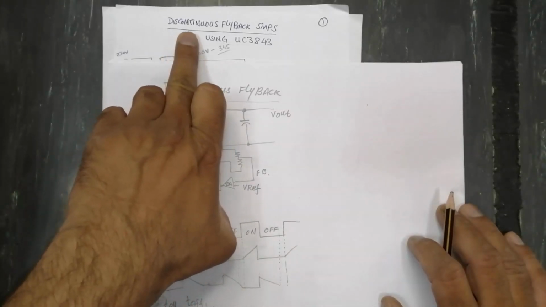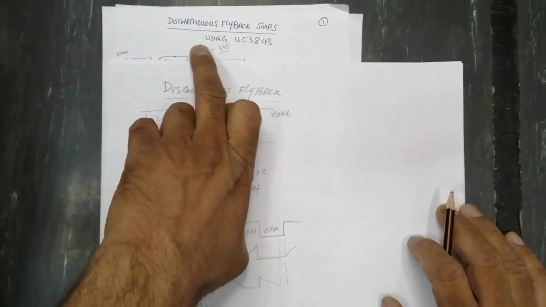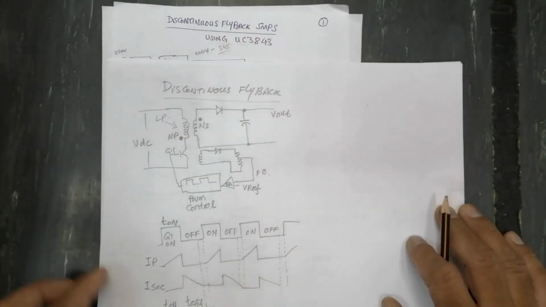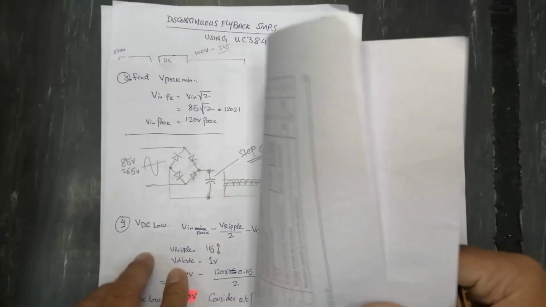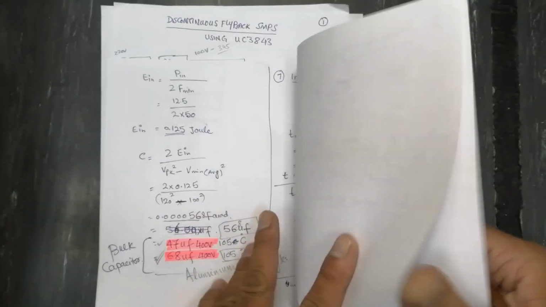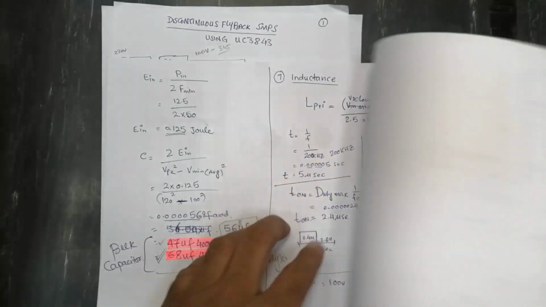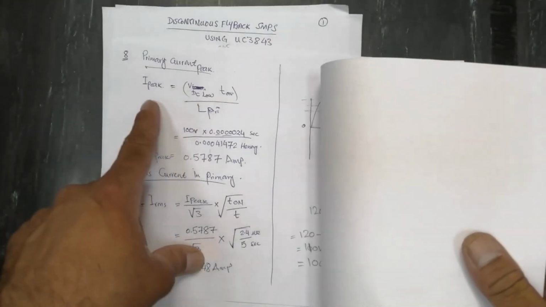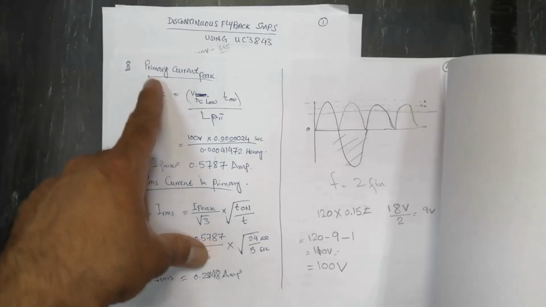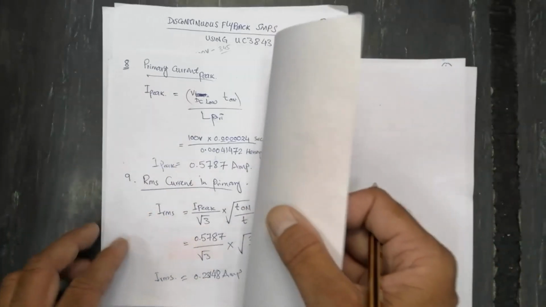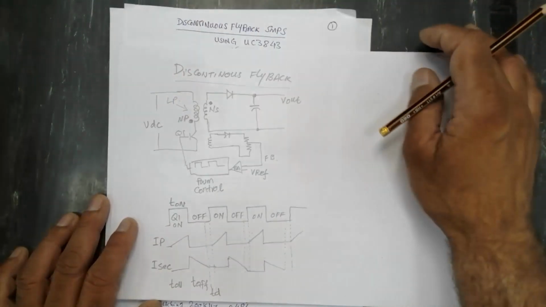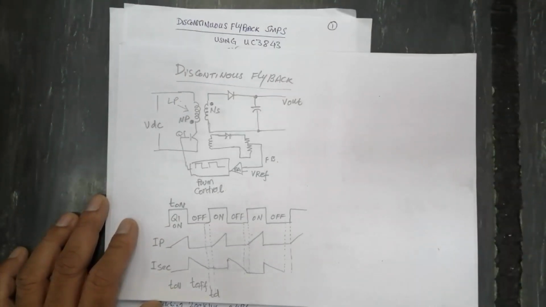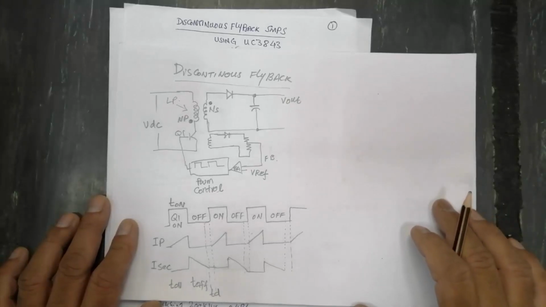In the discontinuous flyback SMPS designing series, in our last videos we discussed how to calculate the DC rail, how to calculate the primary inductance, and how to calculate the primary current and RMS current in the primary. So today we will discuss the transformer considerations for the discontinuous flyback.